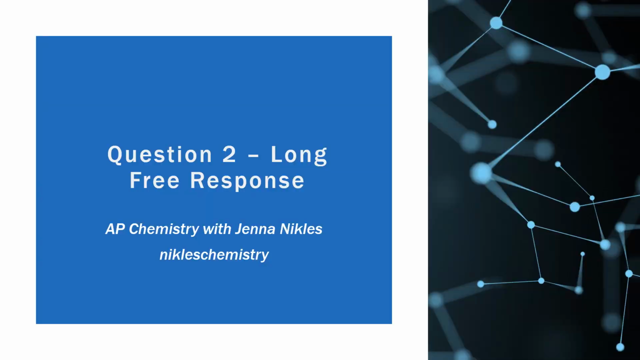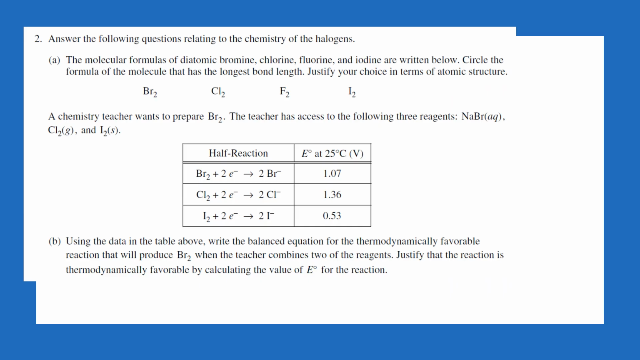Now let's look at our second long free response. Okay, so question 2 is all about the halogens. So we have bromine, chlorine, fluorine, and iodine. Circle the formula of the molecule that has the longest bond length. So anytime you have a series of elements in the same group, your justification has something to do with the number of energy levels. Because the valence shell is further away from the nucleus, the more energy levels there are.